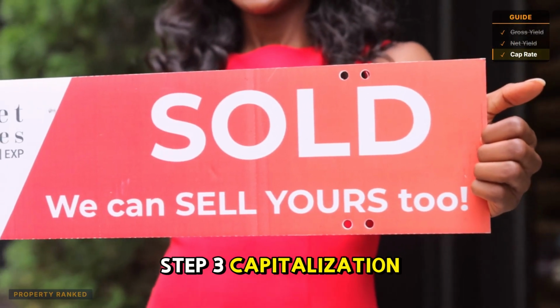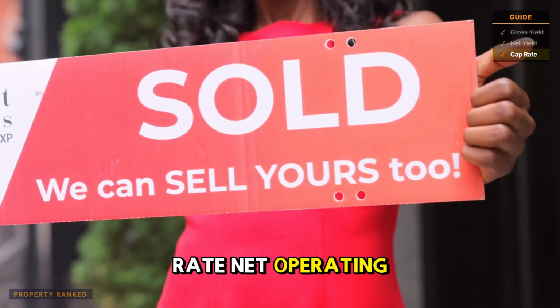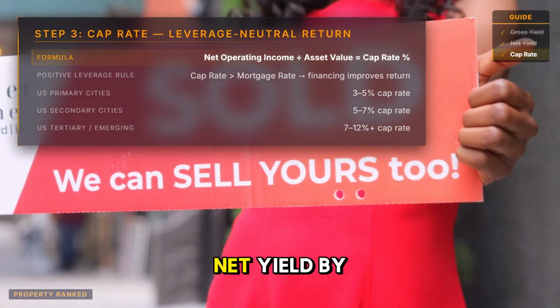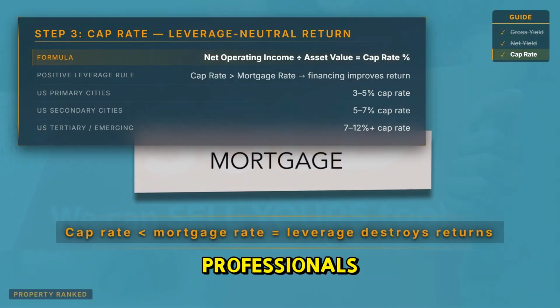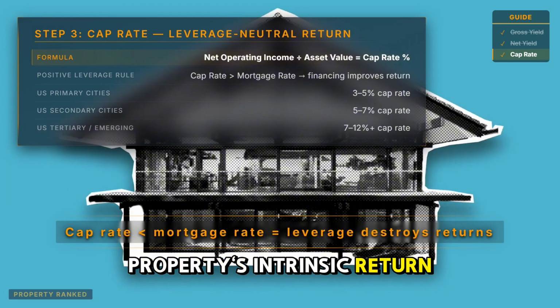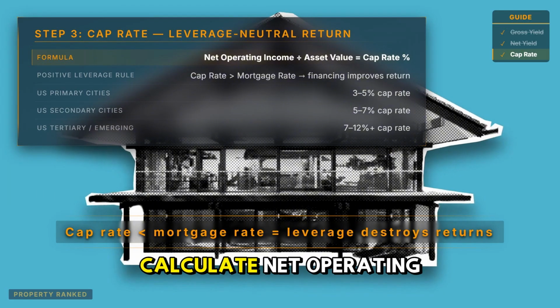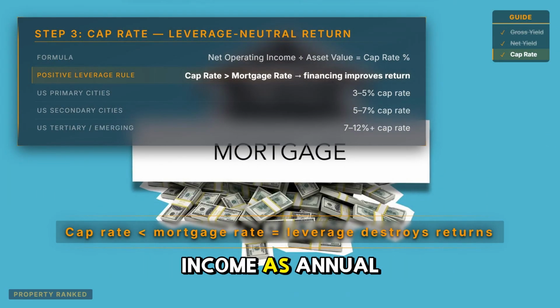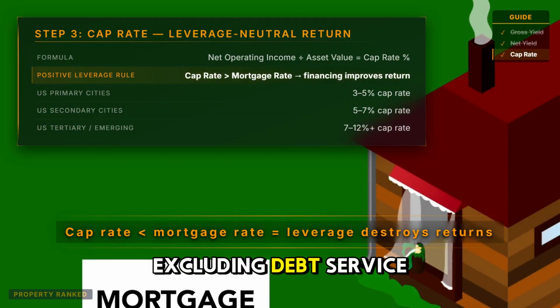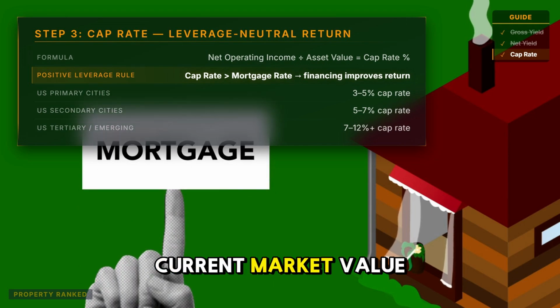Step 3. Capitalization rate. Net operating income divided by asset value. Cap rate is preferred over net yield by commercial real estate professionals because it's leverage neutral. It measures the property's intrinsic return regardless of financing. Calculate net operating income as annual revenue minus all operating expenses excluding debt service. Then divide by current market value.